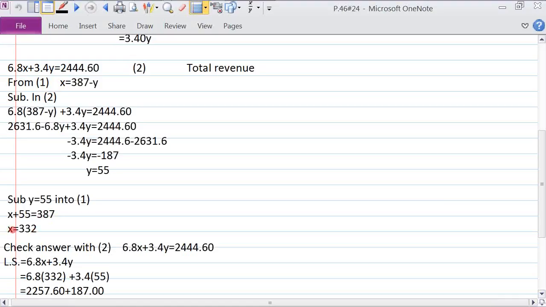And so if I solve this for X, I transpose the 55 from the left to the right, I get 387 minus 55, I get 332. So all I'm doing is taking equation 1, X plus Y equals 387, replacing the Y with the 55, and solving for the X.